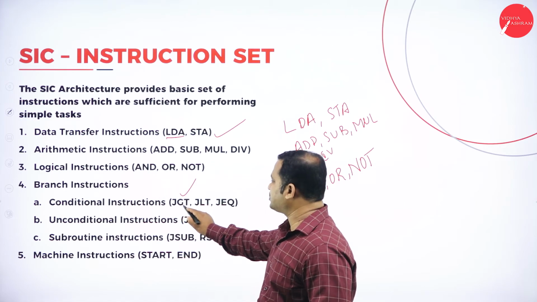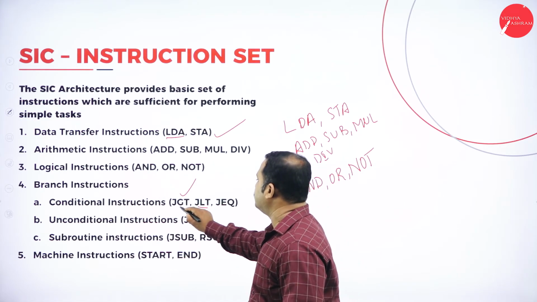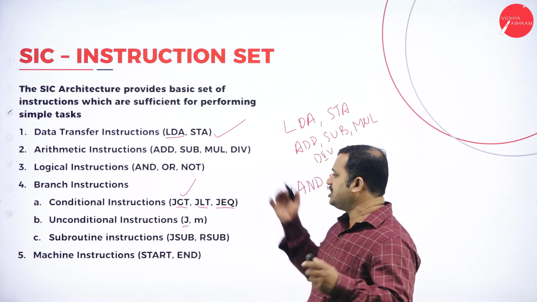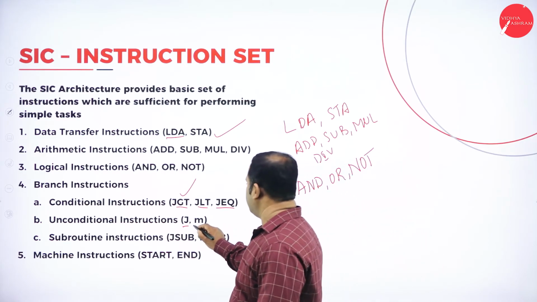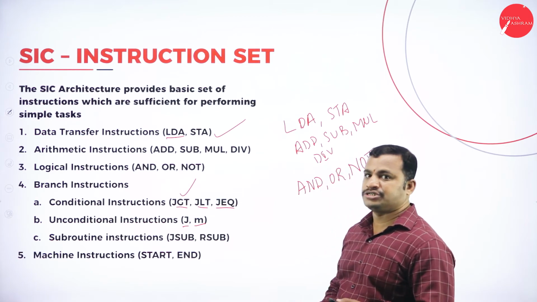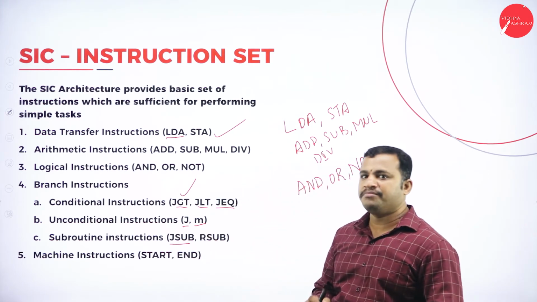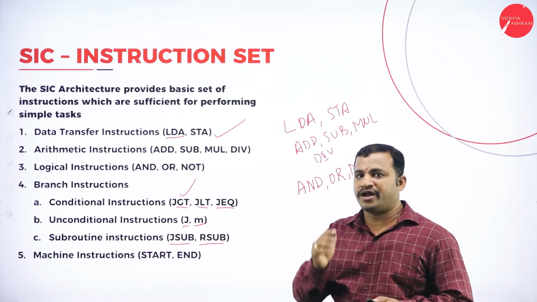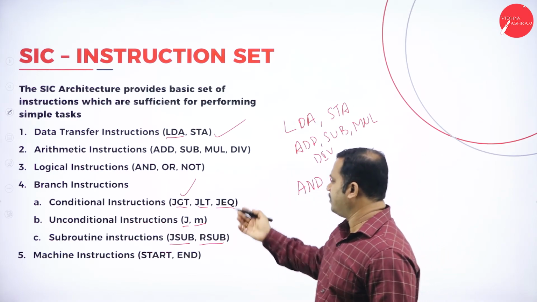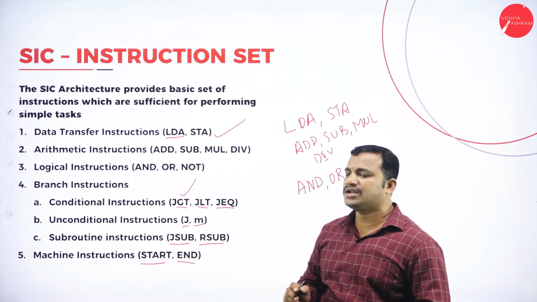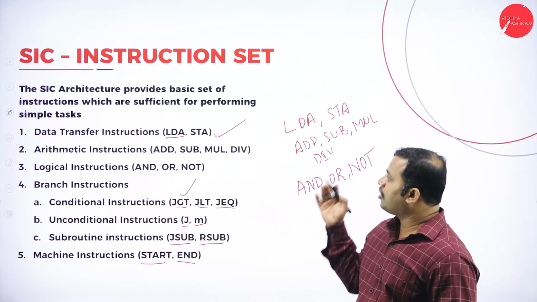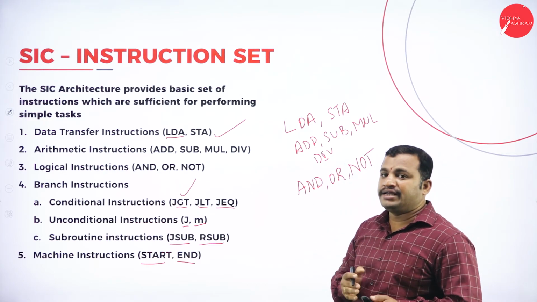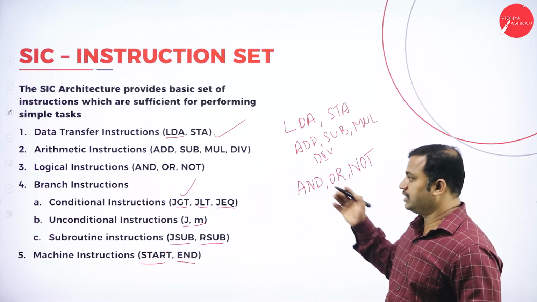Branch instructions, that is conditional instructions: JGT, jump if greater than, jump if lesser than, jump if equal to. Then we have unconditional jump, that is J. Then we have subroutine instructions. JSUB corresponds to jumping from the main function to the subroutine. Then RSUB, return from a subroutine to the main function. Then machine instructions like START and END. These are the types of instructions supported in SIC architecture.